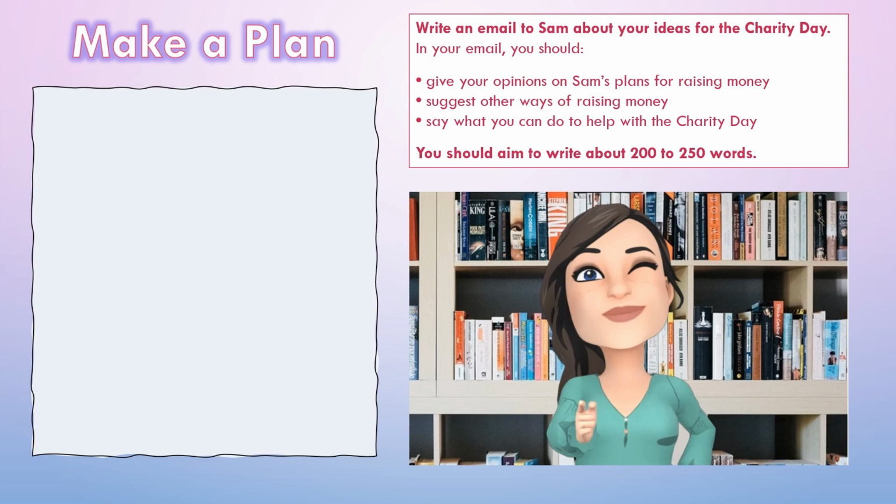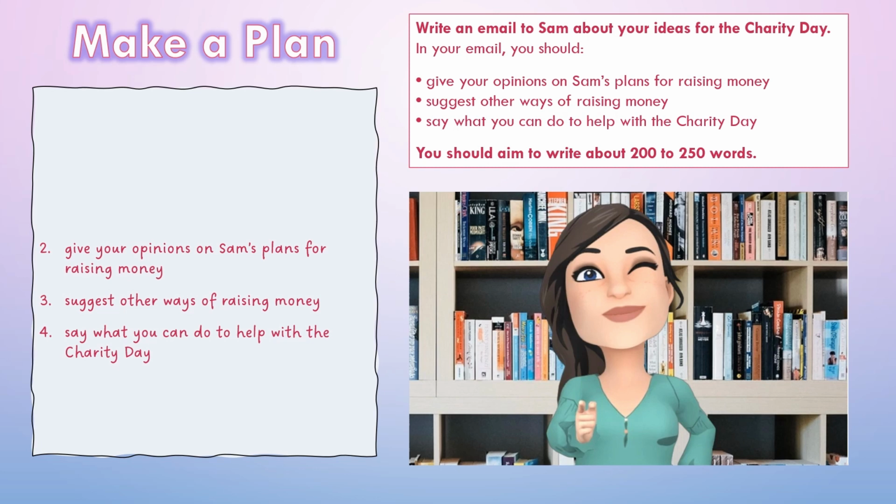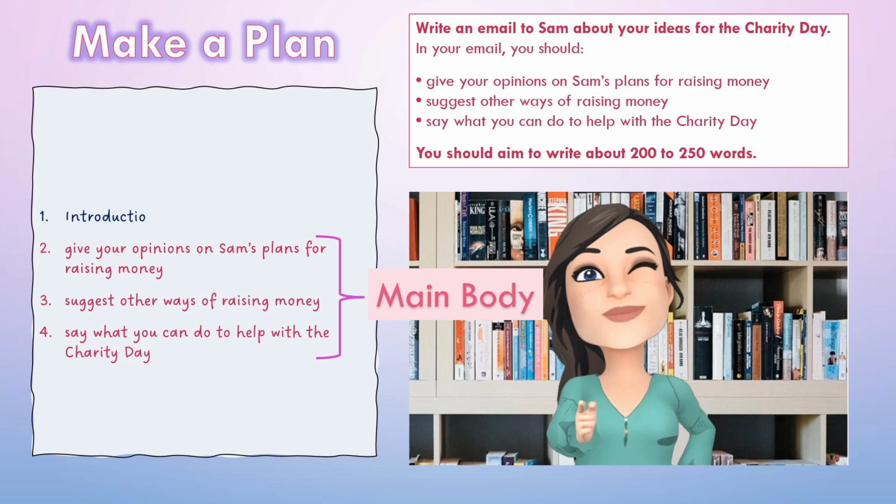So looking at the question then, we've got three main things we need to include, and they are the 3 bullet points. They can become our main body. So paragraphs 2, 3 and 4 would be, give your opinions on Sam's plans, suggest other ways of raising money, and say what you can do to help with the Charity Day. Then we need to add for paragraph 1 an introduction, why I'm writing the email, and paragraph 5 would be the conclusion, what will happen in the future, and maybe a summary of your ideas.